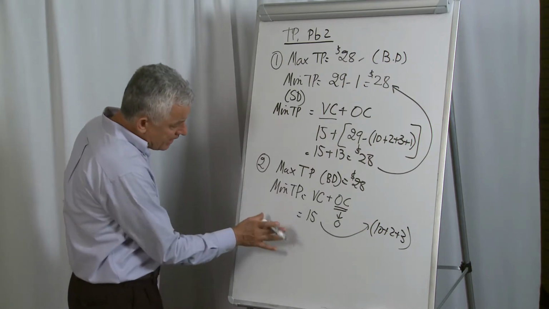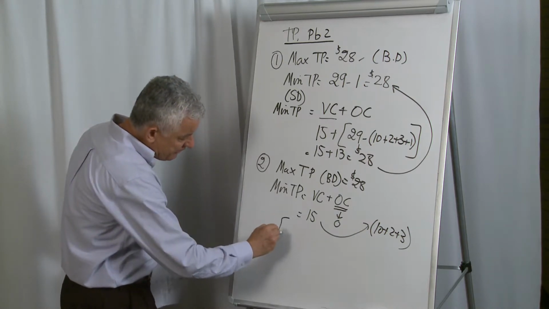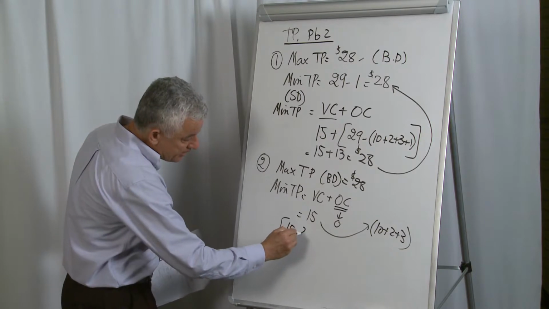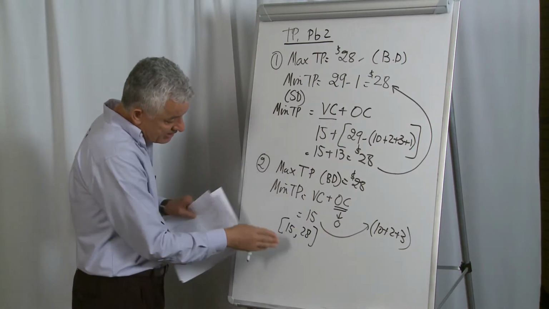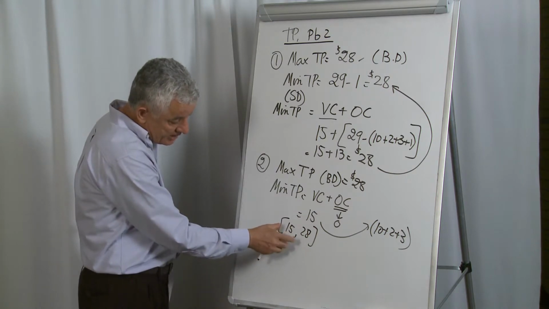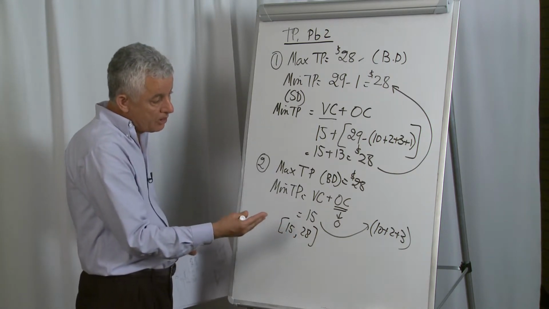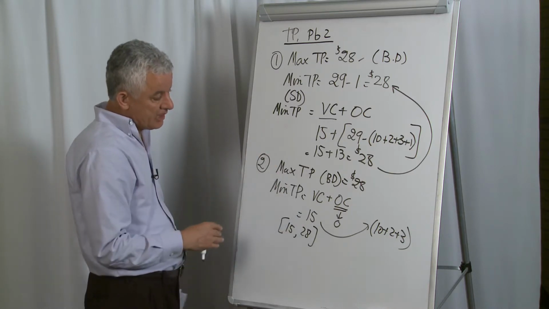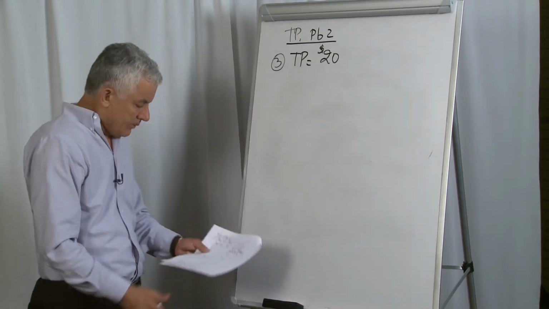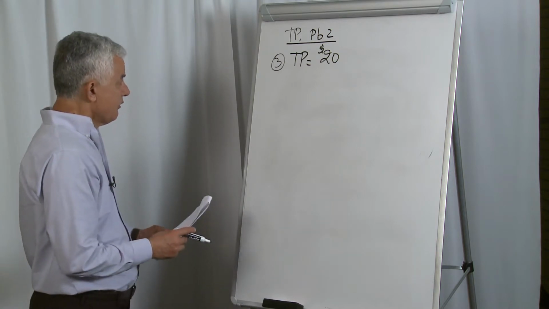Then the range will be from 15 to 28. Any transfer price within this range will work for both the selling division and the buying division. Okay, let's continue with question 3.